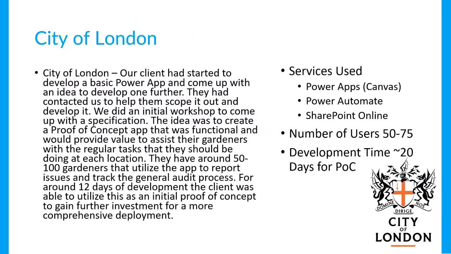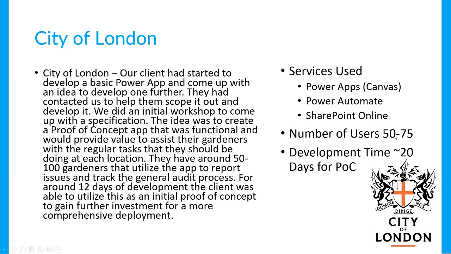So we now move on to some examples of actual clients that we've been doing, actual projects we've been doing for our clients. I'm just going to talk through the project. The first one in our list is a project we've done for City of London, specifically the gardening team within City of London. They've got around 50 to 75 gardeners in total.